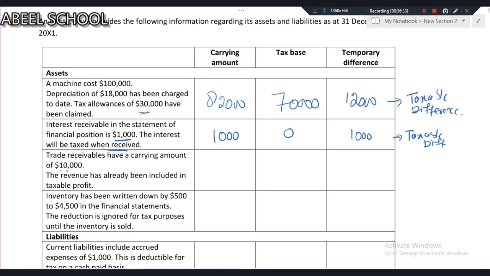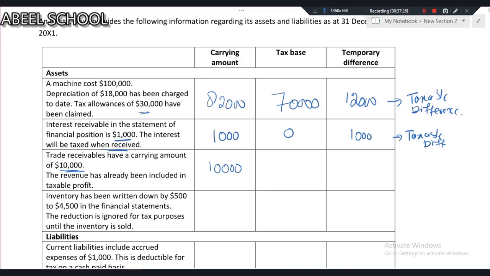Trade receivable having a carrying amount of 10,000. The revenue has already been included in the taxable profit. That is very important. You are having a receivable of 10,000, and they are saying the revenue has already been included in the taxable profit. Now listen carefully. What is the double entry of a receivable? Receivable is debited and sale is credited. They are saying the revenue, the other part of this receivable, is already included in the taxable profit.